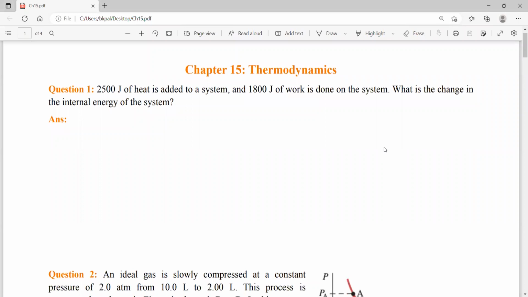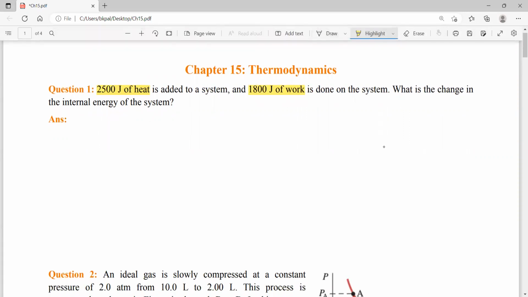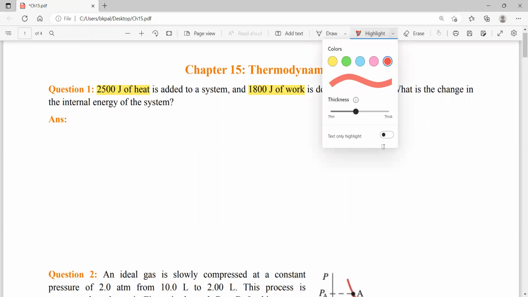All right, so the question 1. It tells us what we are given. It tells us that 2500 joule of heat is added to the system. So heat is given here, and then work done is also given. And it asks us to find what is the change in internal energy.